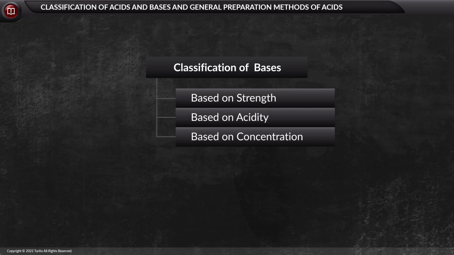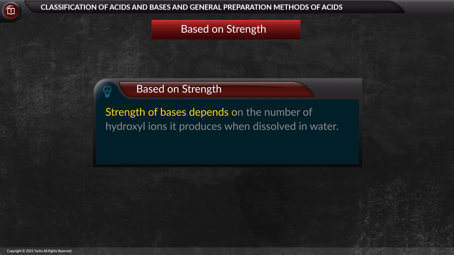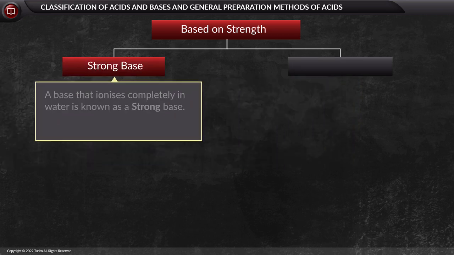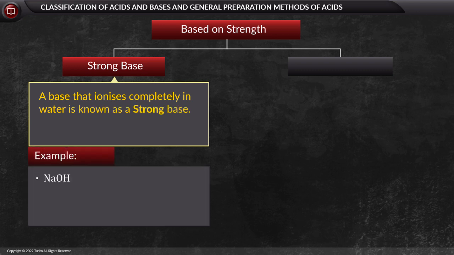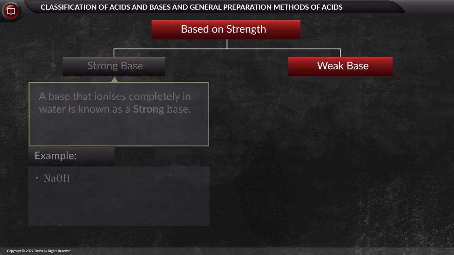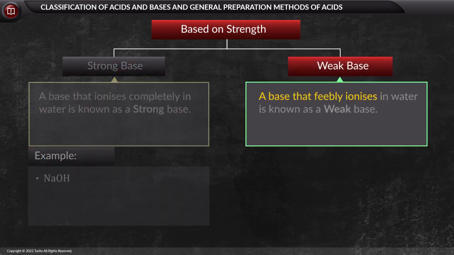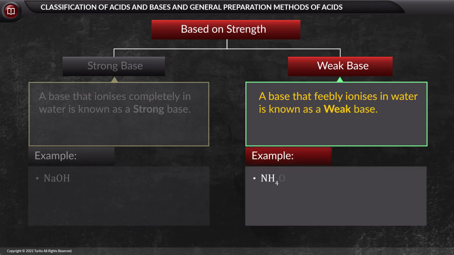In a similar way, we can also classify bases on strength, acidity, and concentration. Just like acids, the strength of bases depends on the number of hydroxyl ions it produces when dissolved in water. Strong base. A base that ionizes completely in water is known as a strong base. For example, NaOH. Weak base. A base that feebly ionizes in water is known as a weak base. For example, NH4OH.